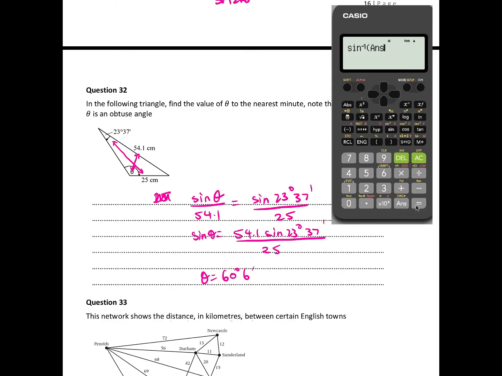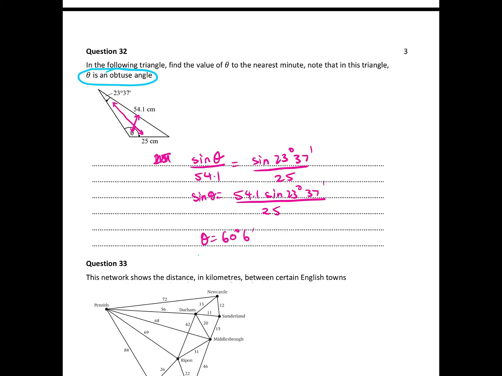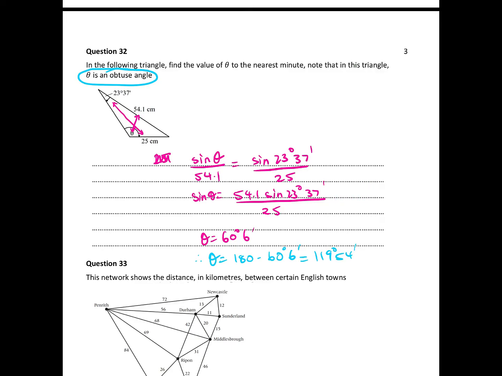Now, this is where some students may accidentally forget the purpose of the question: it wants the obtuse angle. This is why it's always good to go back and read that last line of the question. It wants the obtuse, so therefore theta is equal to 180 minus 60 degrees 6 minutes, which is 119 degrees 54 minutes.